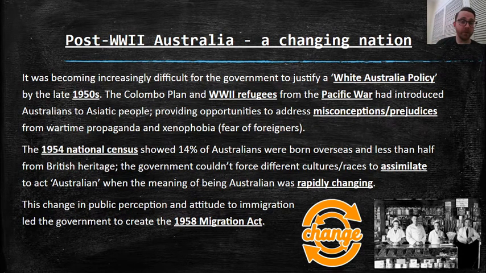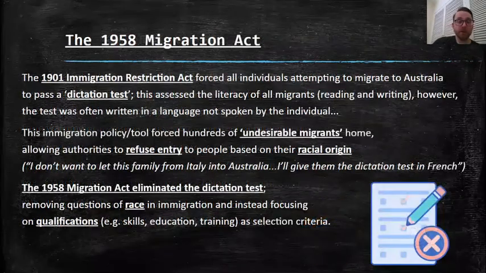The government, of course, has to represent the interests of the people. So if the people are saying this isn't right, the government has to change it. And that's what happened. That led to the 1958 Migration Act, a law that changed the way migration worked in Australia.